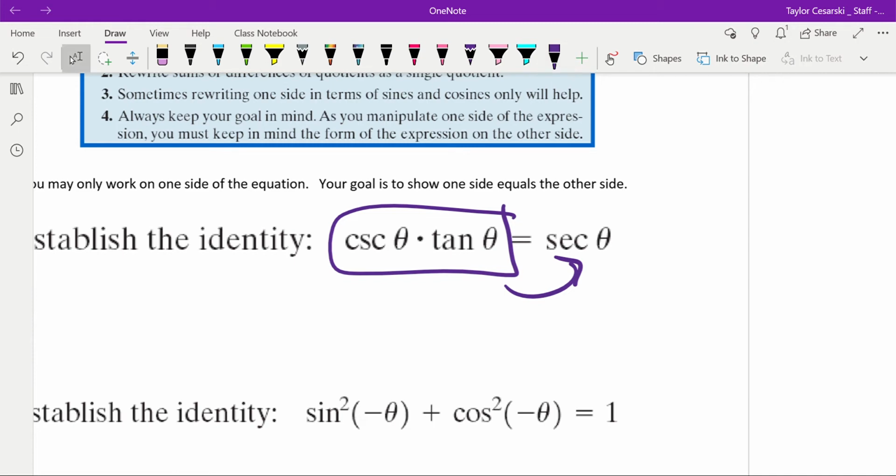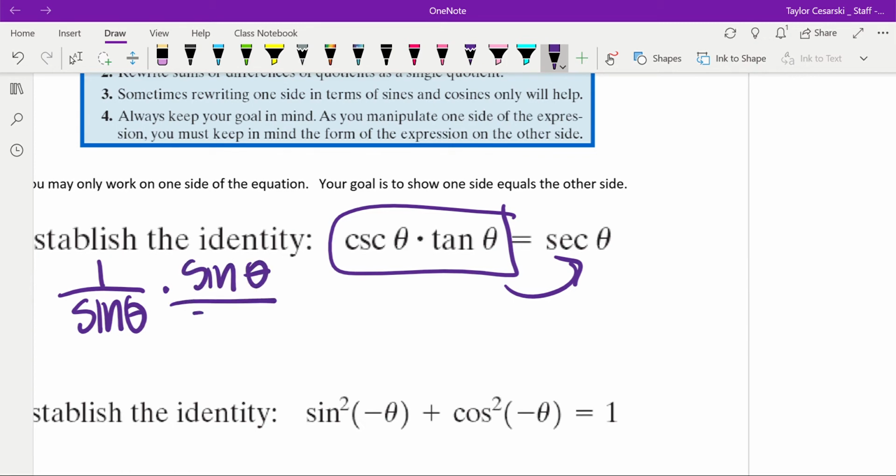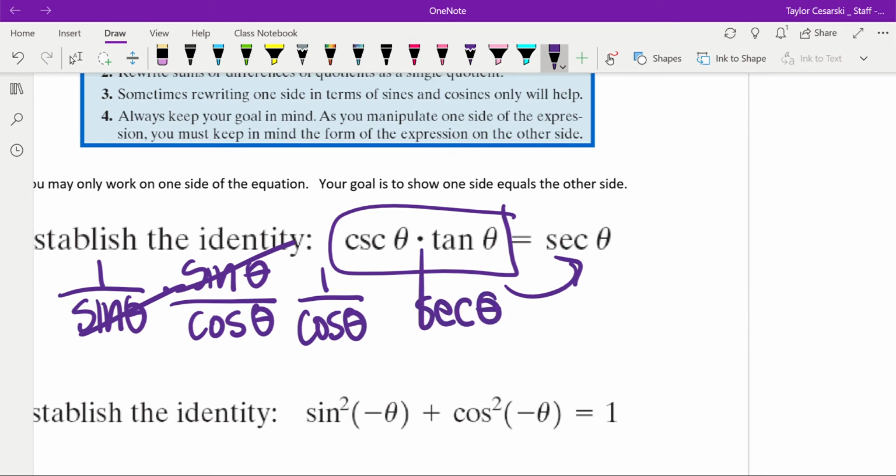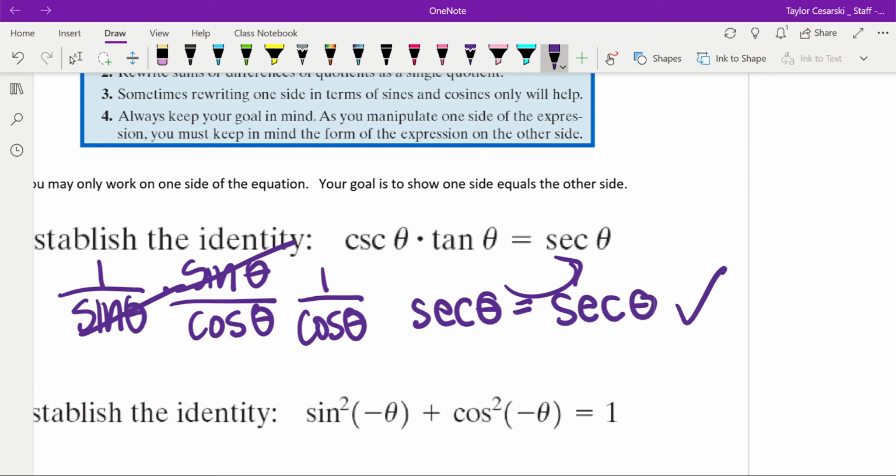So, cosecant times tangent. Cosecant I can write as 1 over sine of theta times tangent, which is sine of theta over cosine of theta. I can cross out the sine. I get 1 over cosine of theta, and 1 over cosine of theta is secant of theta. Then all I'm going to do is write secant of theta equals my right side, which is secant of theta, so I can check it off. That's right.